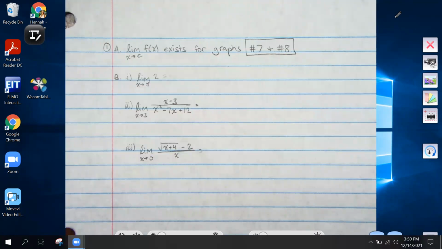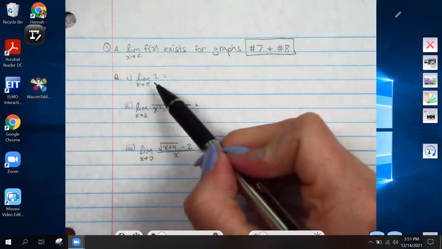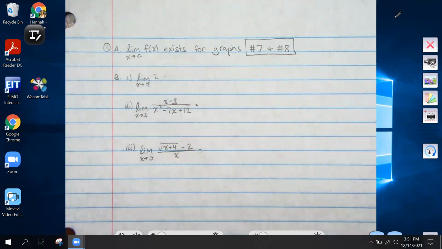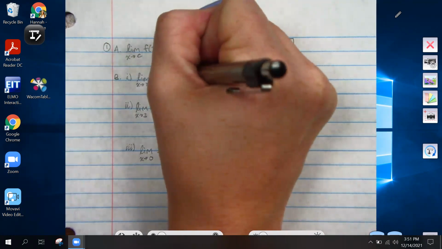Number 1, part B, the instructions are to evaluate the limits analytically. So if you think back to when we first learned about limits, the first way that you want to try evaluating is just by substitution. On this first one, the limit as x approaches pi of 2. Think back, you should remember that the limit of any constant is that constant.